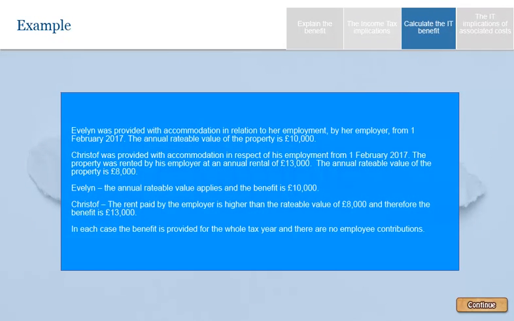This example shows two straightforward situations where the employer owns the property in the first case and provides it to Evelyn, and then has rented the property for the employee Christoph in the second case, where the rent paid by the employer is higher than the rateable value.